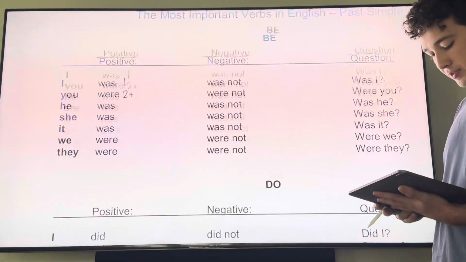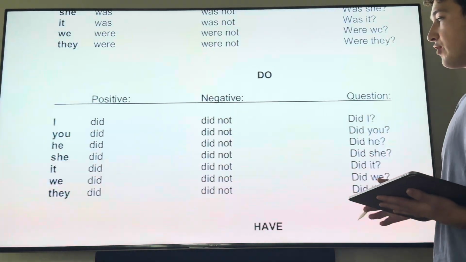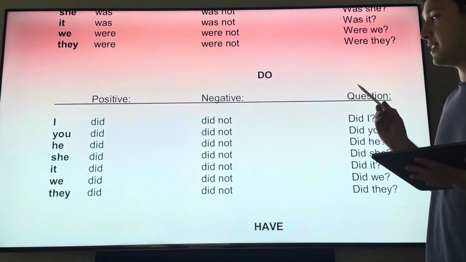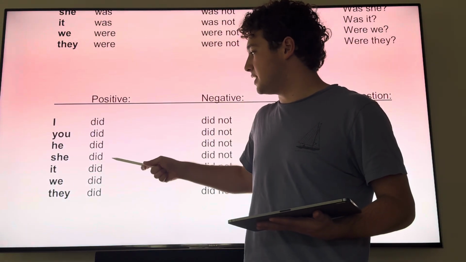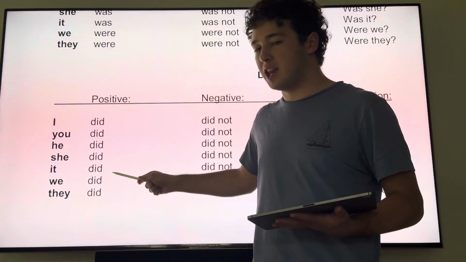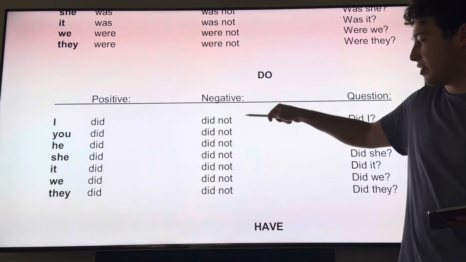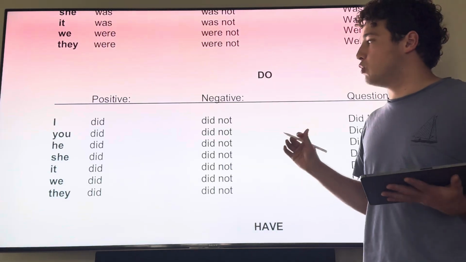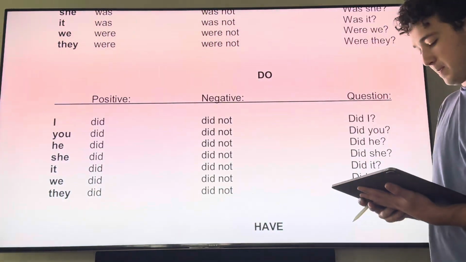Okay, then there is the verb do. Now for do, every single one is the same. I did, you did, he did, she did, it did, we did, and they did. And all the negatives are the same too. Did with not at the end. So do is much easier. Just did for all of the past simple forms.